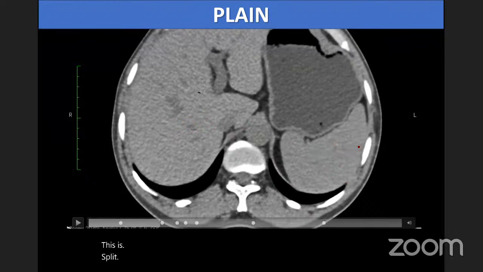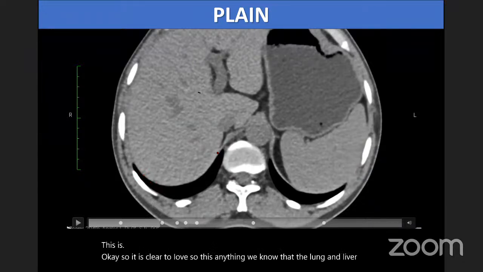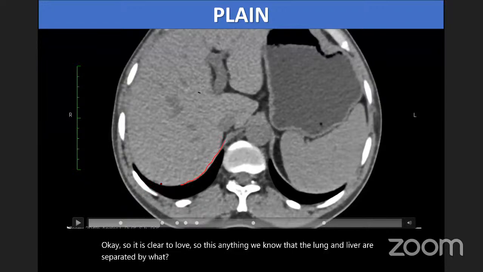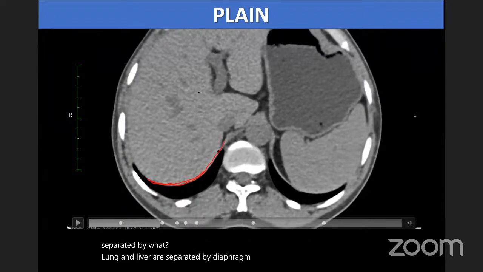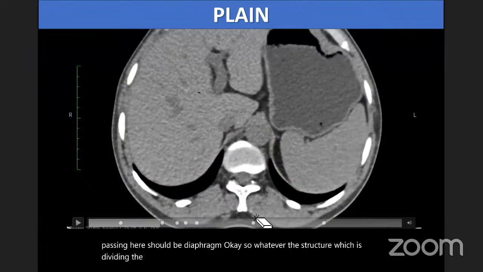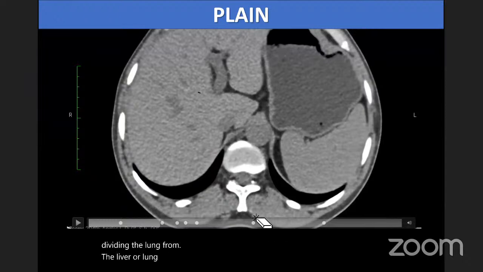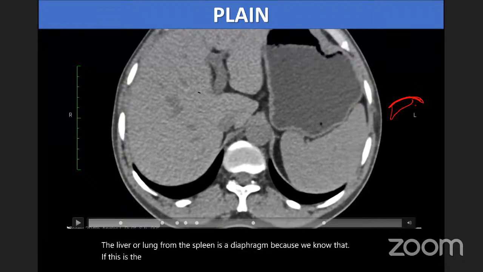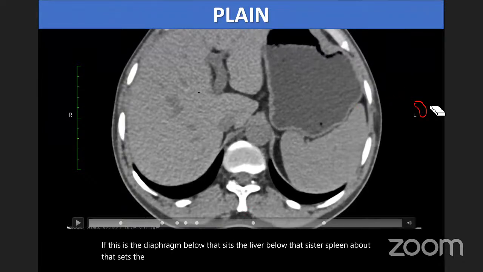Okay, so it is clear till now. We know that the lung and the liver are separated by what? Lung and liver are separated by diaphragm. So whatever structure is passing here should be diaphragm. Okay, so whatever structure is dividing the lung from the liver, or lung from the spleen, is the diaphragm. Because we know that if this is the diaphragm, below that sits the liver, below that sits the spleen, above that sits the heart. Okay, so now this much is clear.